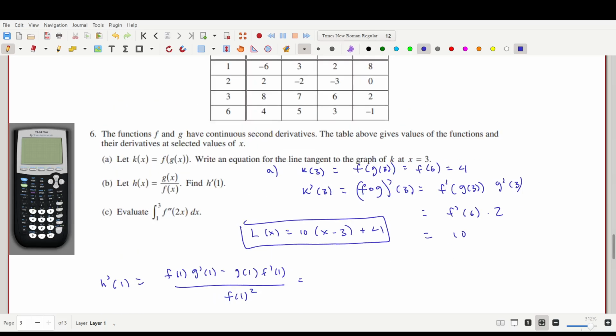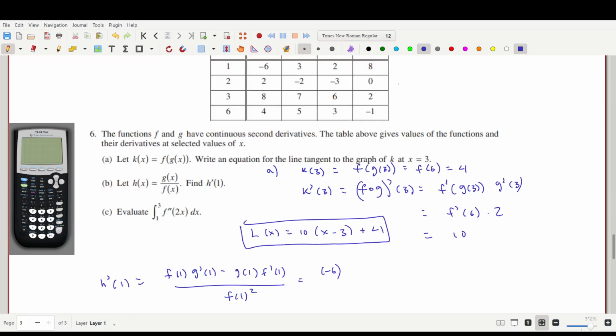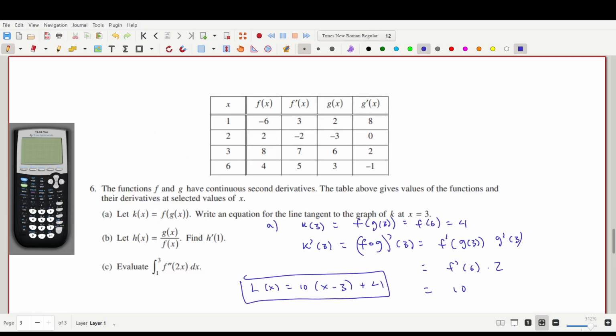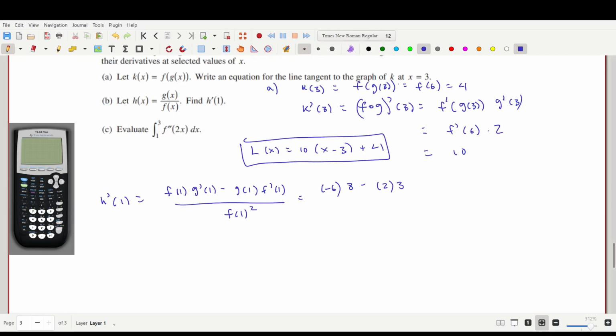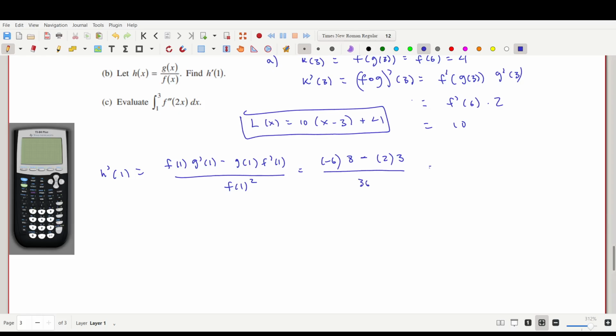F of 1 is negative 6. G prime of 1 is 8. G of 1 is 2. And f prime of 1 is 3. And then f of 1, we already knew, was negative 6. So 36. And that's negative 48 minus 6 over 36. You can divide it by 6, and that's negative 9 over 6, and that is, divide top and bottom by 3, negative 3 over 2. Cool, that's my answer for B.